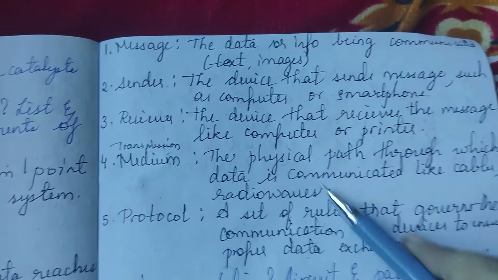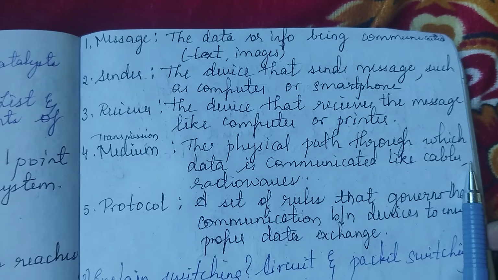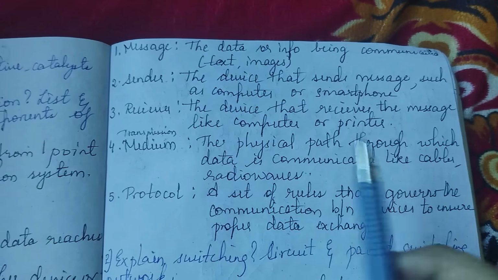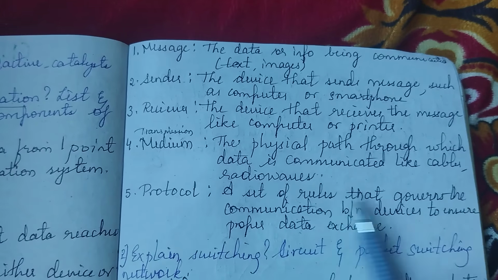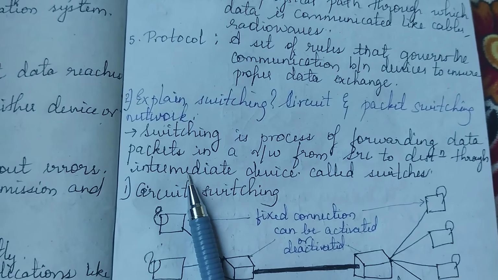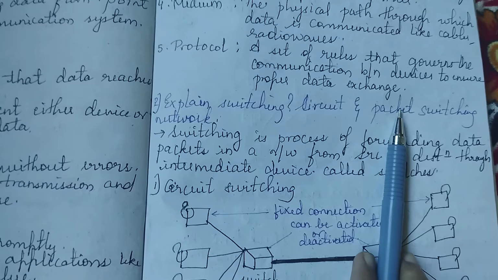So it can be transferred through wires and all. So that is what they have written, communicated like cables. Okay, if it is wireless, it is radio waves. Then protocol is nothing but a set of rules that governs the communication. That's it. Then the second question is explain switching, and we have two types of switching, that is circuit and packet switching.